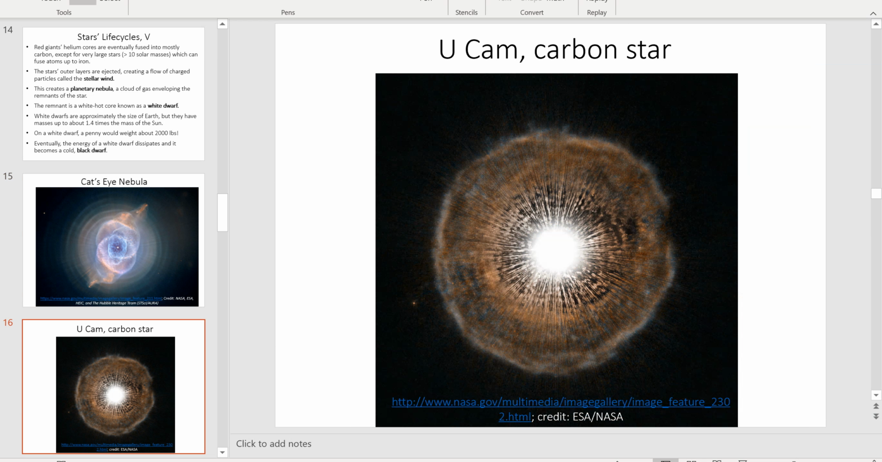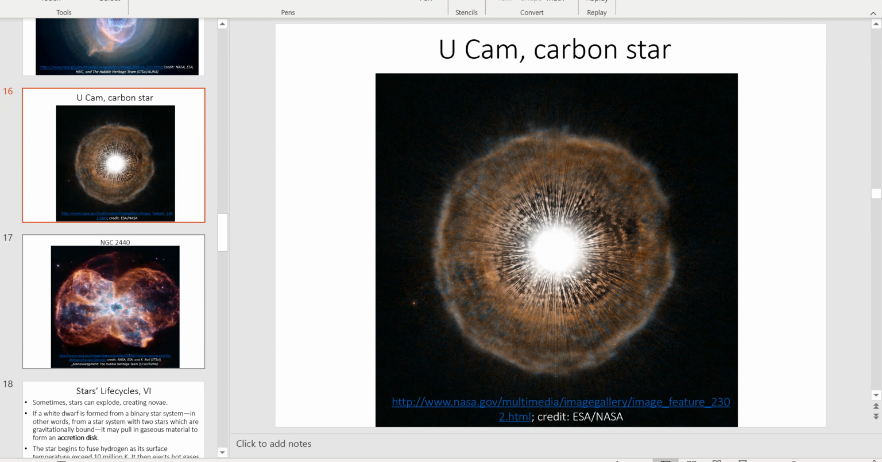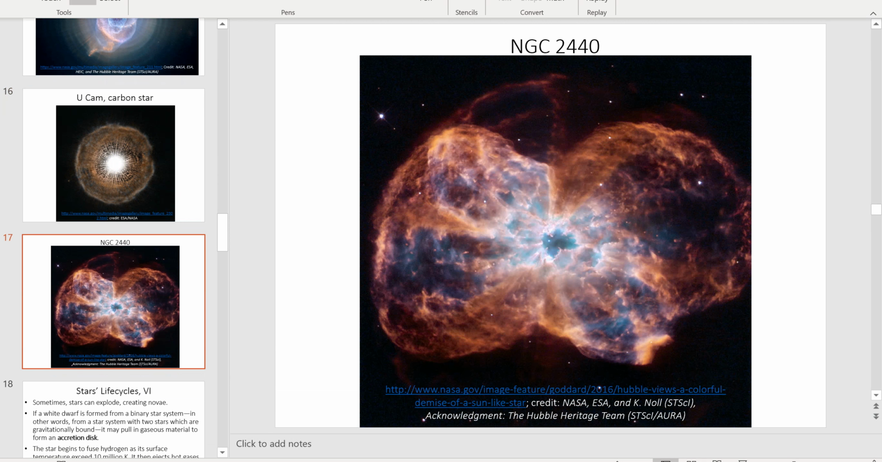This is an example of what's called a carbon star, but for the purposes of saving time, I'll skip that example. This is an example of another planetary nebula. Here we have a white dwarf in the center, and then we have this beautiful array of colors from the gas surrounding the white dwarf.